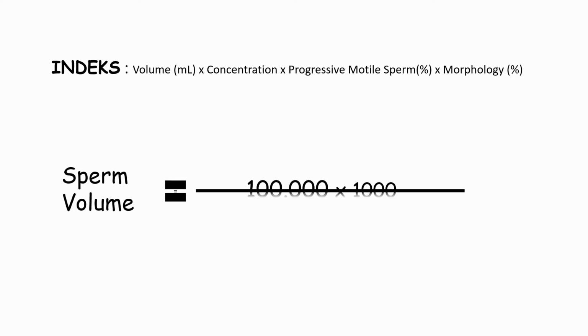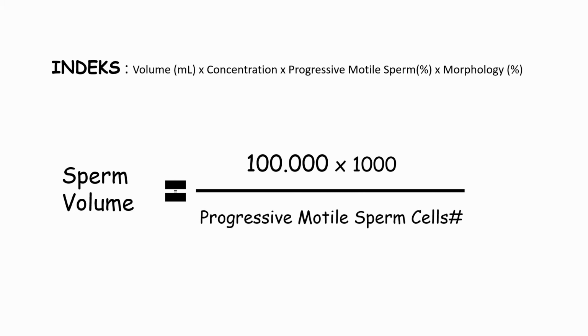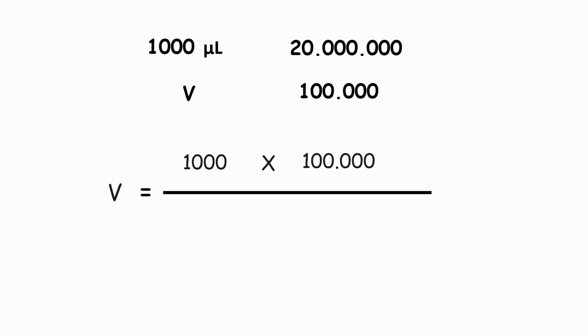In this formula, volume equals 100,000 multiplied by 1000 over progressive motile sperm quantity. As an example, let's assume there are 20 million progressive motile sperm cells in 1000 microliters. What is the volume required for 100,000 progressive sperm cells? According to the formula, the required volume is 5 microliters.